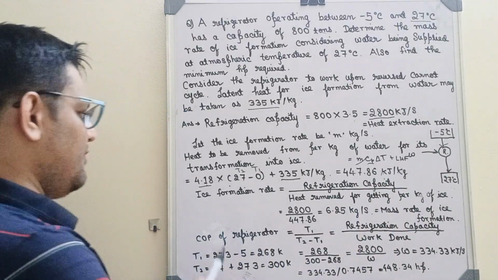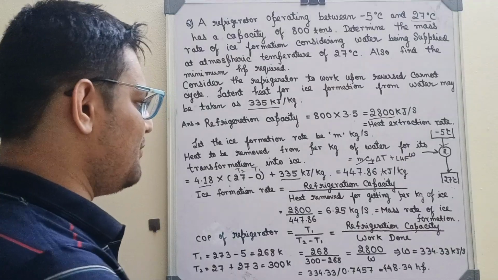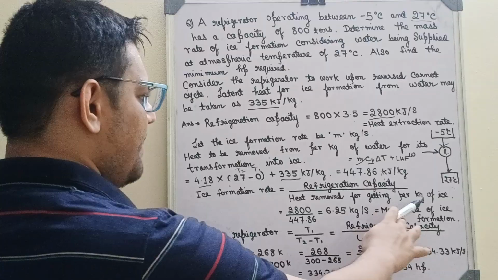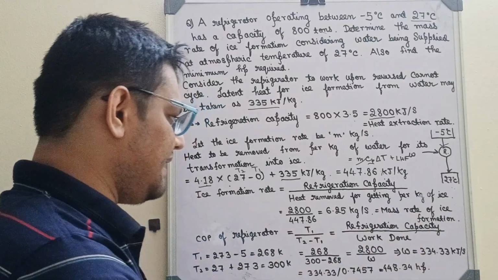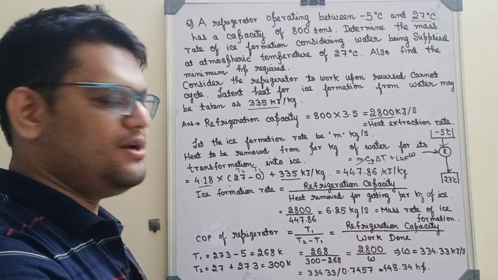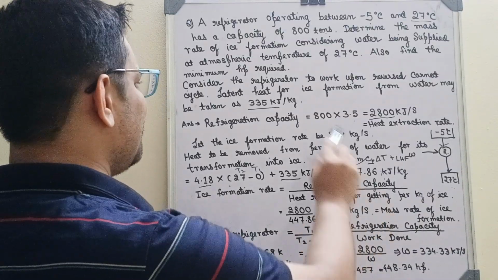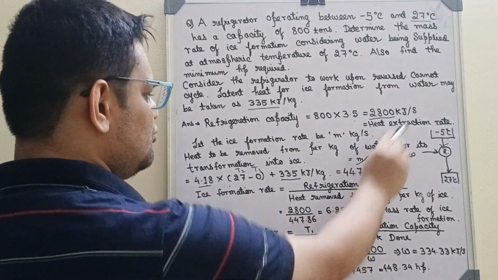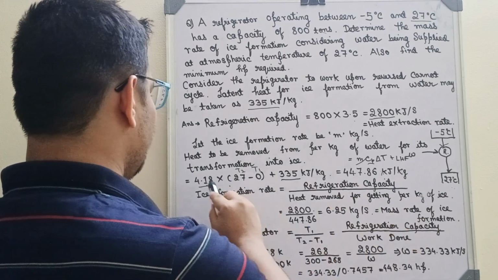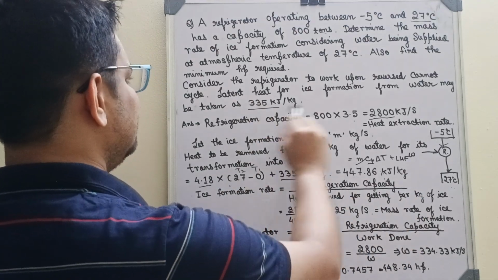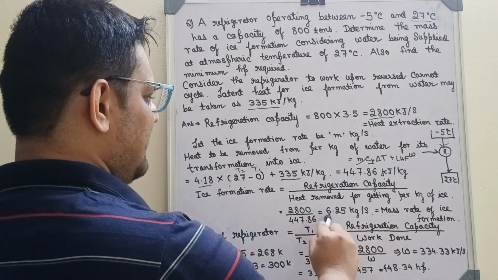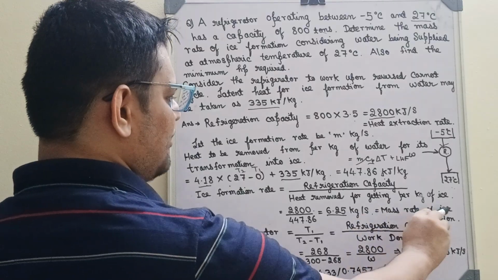Now we have to find the ice formation rate. The ice formation rate formula is the refrigeration capacity divided by the heat removed per kg of ice. So this much is the heat required to be removed from the water to transform it into ice. The refrigeration capacity we have already calculated as 2800 kilojoule per second, and the heat removed per kg of ice, m Cp del T plus the latent heat, is 447.86 kilojoule per kg. So if we divide, we get 6.25 kg per second, that is the mass rate of ice formation.